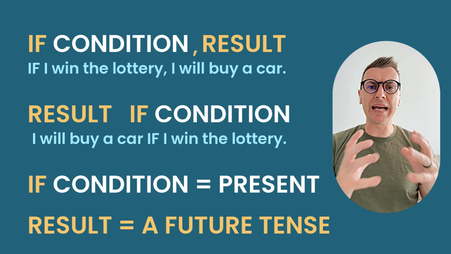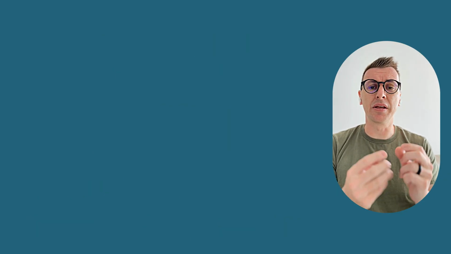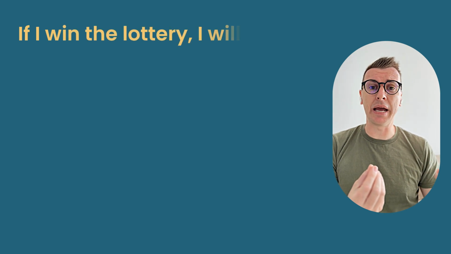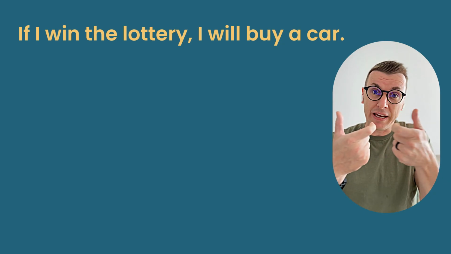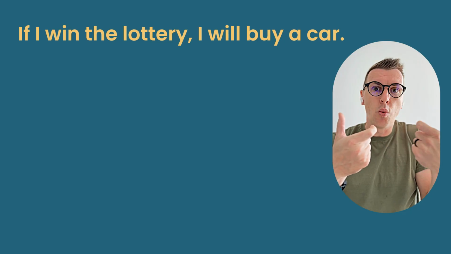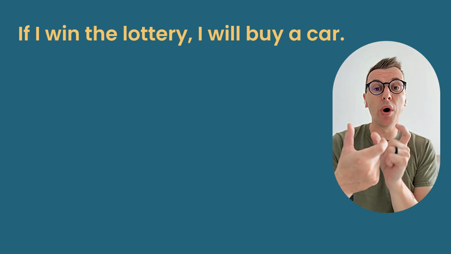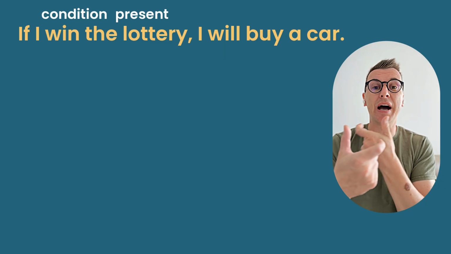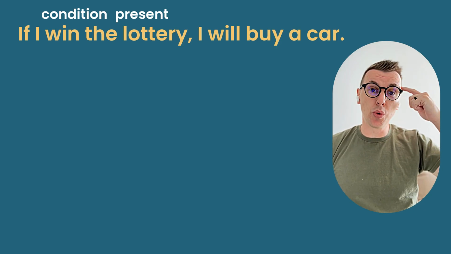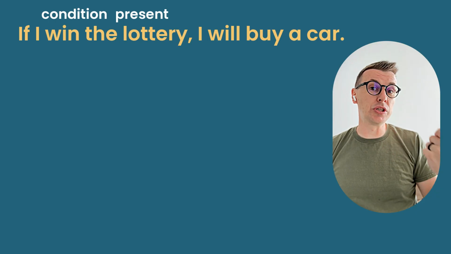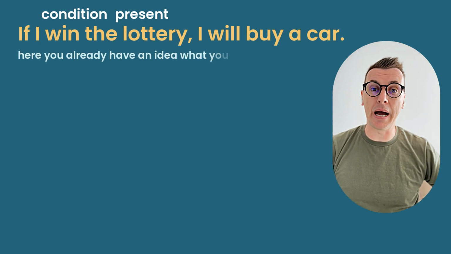So, a very classical sentence that we're going to look at. If I win the lottery, I will buy a car. Okay, so we see the condition here, if. So if I do this, if I win the lottery, when? The lottery is going to take place in the future, but anyhow, you are using the present tense. If I win the lottery, comma, I will buy a car. So you already have an idea what you're going to do in case you win the lottery. You have a plan. You will buy a car.